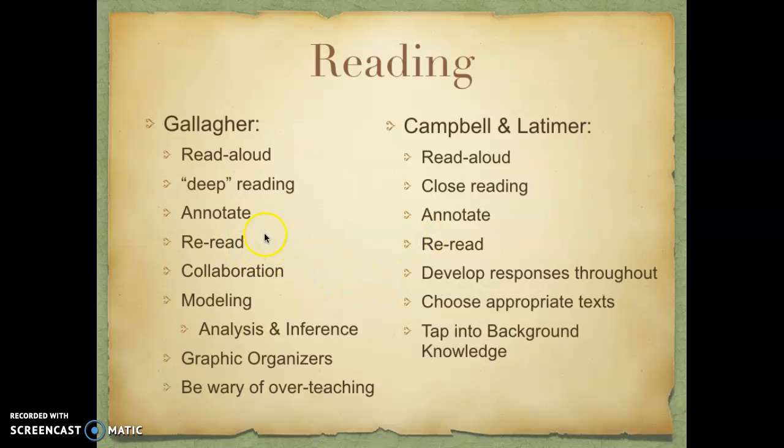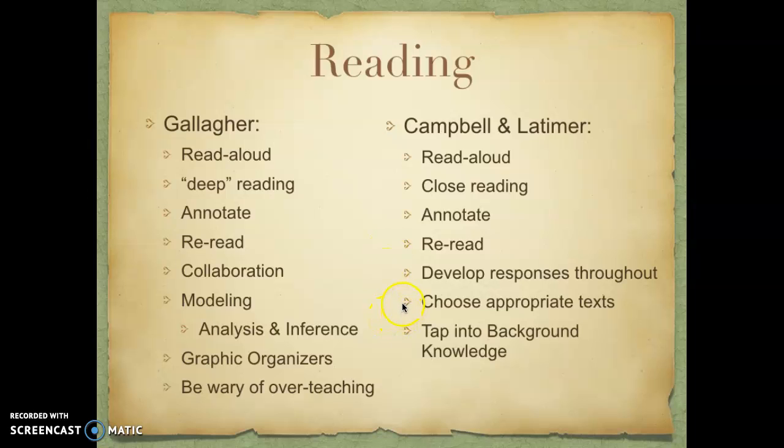I missed this here, but both authors emphasize rereading. Gallagher's book specifically says during the first reading, during the second reading, during the third reading. Campbell and Latimer discuss the importance of this in missed steps. So the first time maybe students are just discussing inference. They're just trying to infer things about the text. They're trying to get the subtext. When we're rereading, we're clarifying ideas. We're even looking for more devices to analyze.